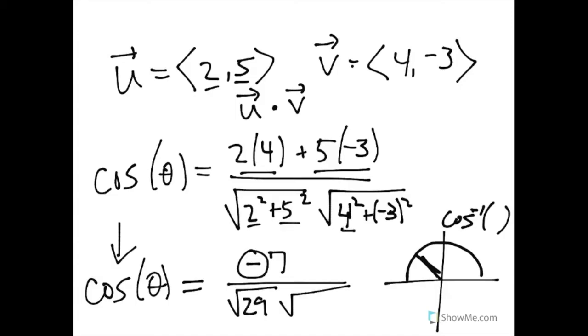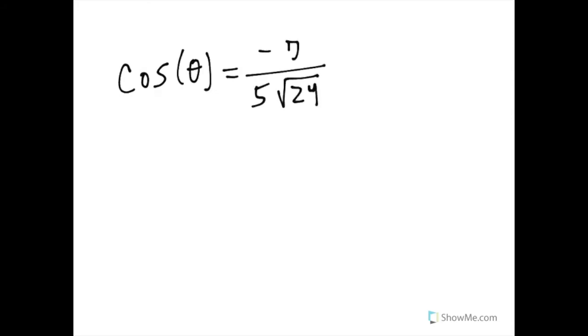And then in the bottom here, we have 16 plus 9. That one's not unfamiliar to you. That's the square root of 25, which is going to end up being 5. So here's what we have so far. We have the cosine of theta is equal to negative 7 over 5 times the square root of 29.